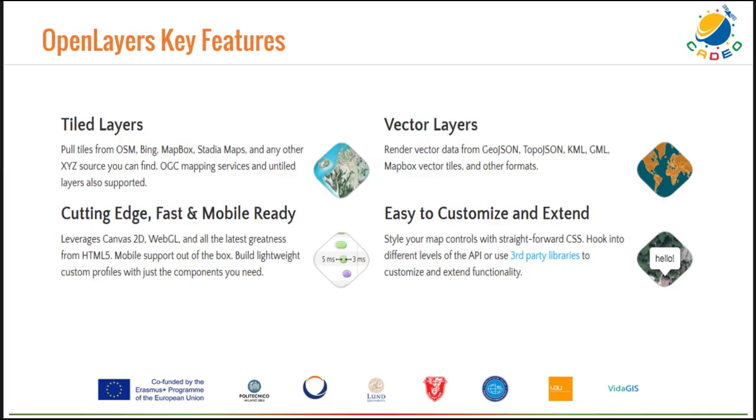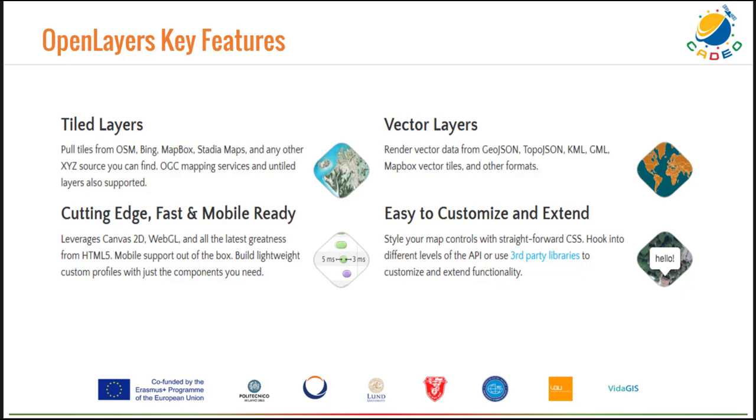OpenLayers has several key features. First, tiled layers. OpenLayers can pull tiles from OpenStreetMap, Bing, Mapbox, Stadia Maps, and any other XYZ source you can find. OGC mapping services and untiled layers are also supported. Second, cutting edge, fast and mobile ready.